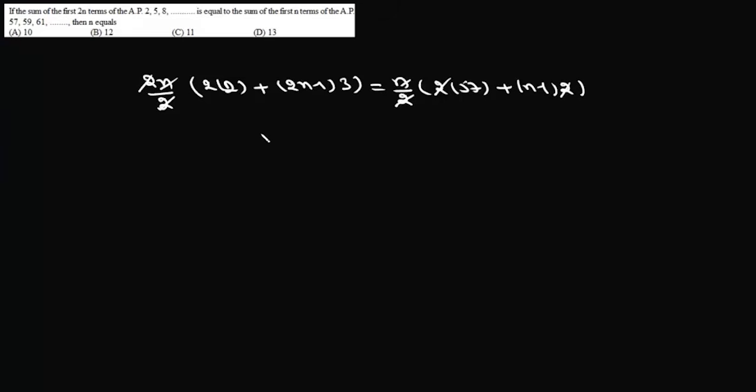so we'll get 6n plus 1 is equal to n plus 56, or 5n equals 55, that is the value of n is 11, and that's your option C.